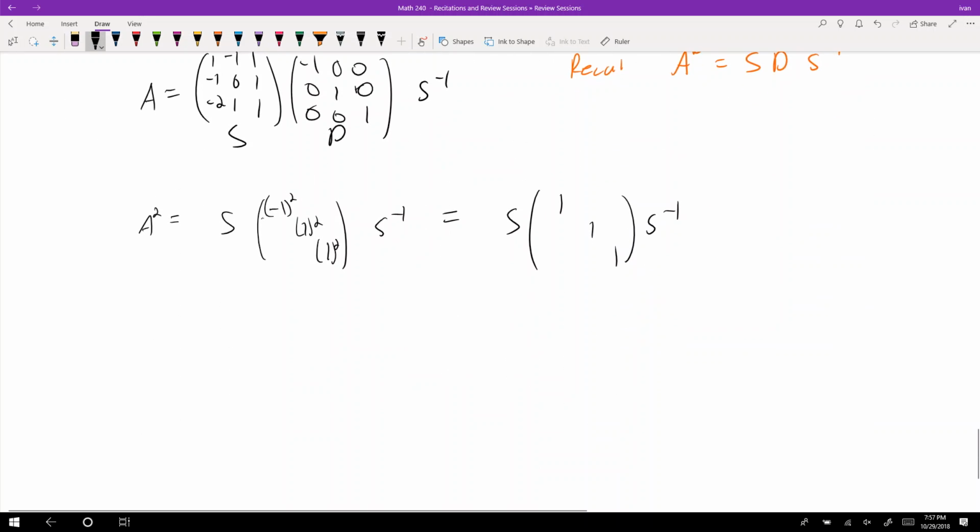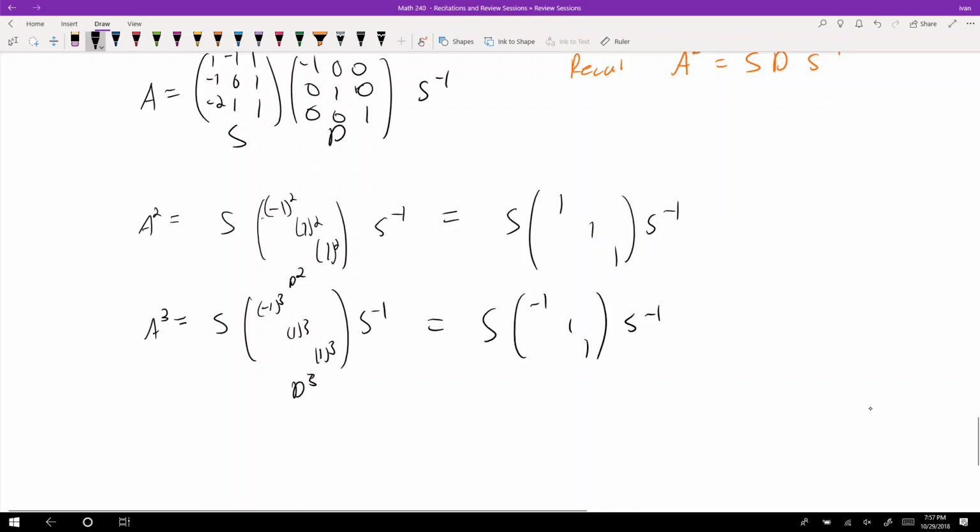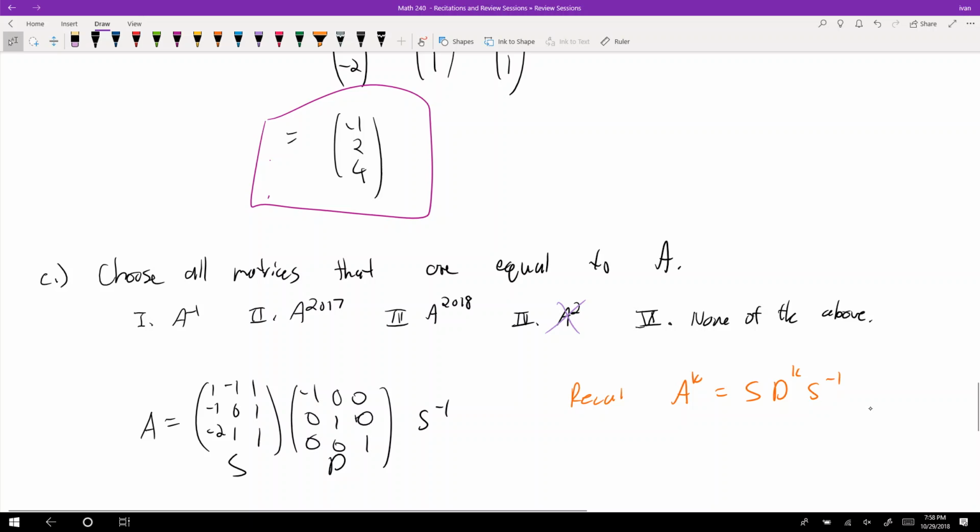Okay, well, let's see. If we did A cubed, what would I get? I would get S and then D cubed. So now this is negative 1 cubed, 1 cubed, 1 cubed, S inverse. Well, that's equal to S negative 1, 1, 1, S inverse. Is everyone okay with that? Because if we cube the diagonal matrix, we just cube the entries. So is that equal to A? Yeah, it's the exact same matrix as A. S remains unchanged, D cubed ends up with the same thing, and S inverse remains unchanged as well. So A cubed is equal to A. And we scroll up and we see A cubed isn't one of the answers, which, well, okay. But what can we notice from these two examples here?